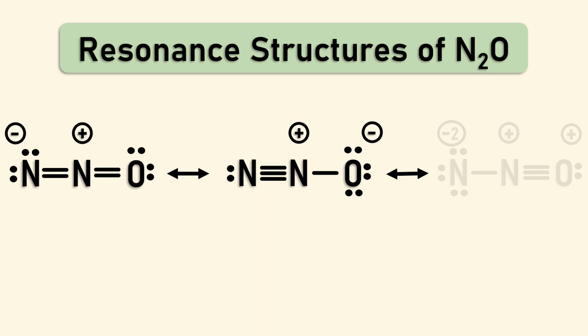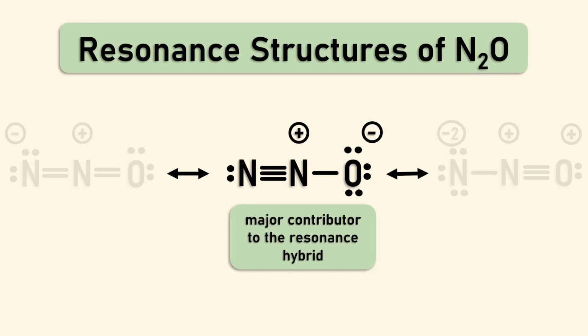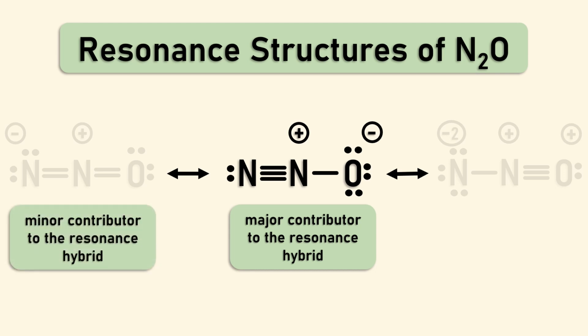In comparing the first two structures, we can see there's a formal charge of -1 on the nitrogen atom in the first structure, and a formal charge of -1 on the oxygen atom in the second structure. Based on the rules, the more electronegative oxygen atom will carry the formal charge better, stabilizing the structure. We can say the second structure is a major contributor to the resonance hybrid. The first structure would be a minor contributor to the resonance hybrid.